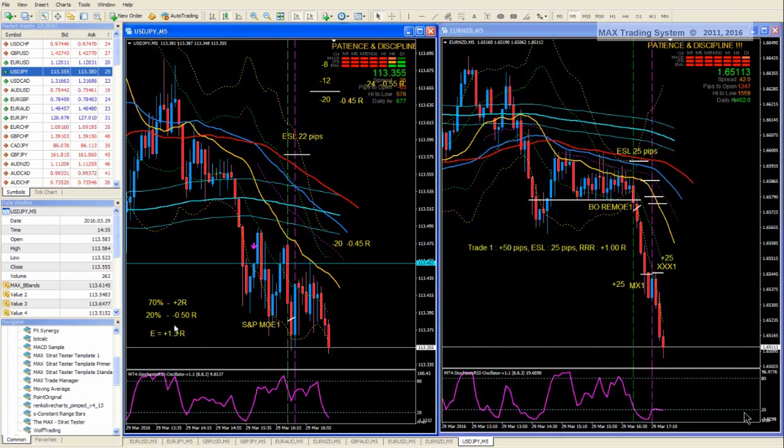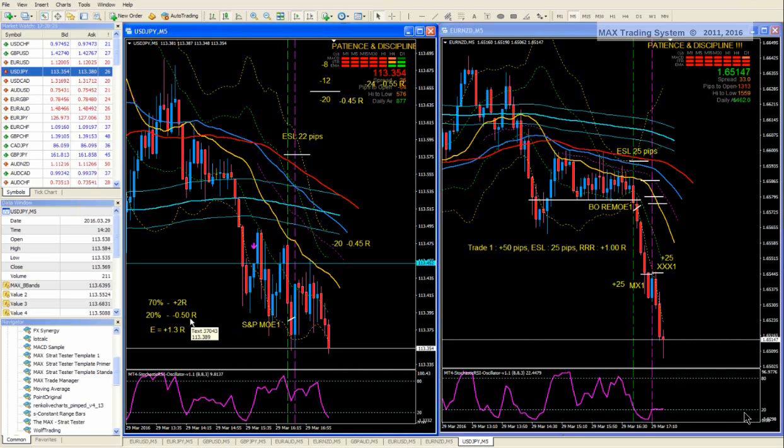Okay? This means that on average per trade, if we are used to make a 2R result on a winning trade and minus 0.5R on a losing trade, on average, on a large sample of trades, we will see an average result per trade of 1.3R. This means that on 100 trades, we will make approximately a profit of 130 R.